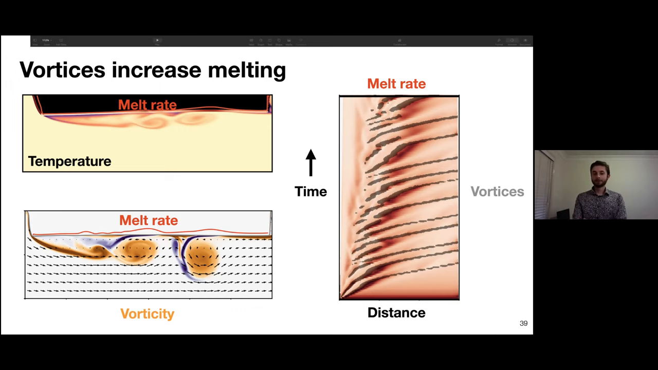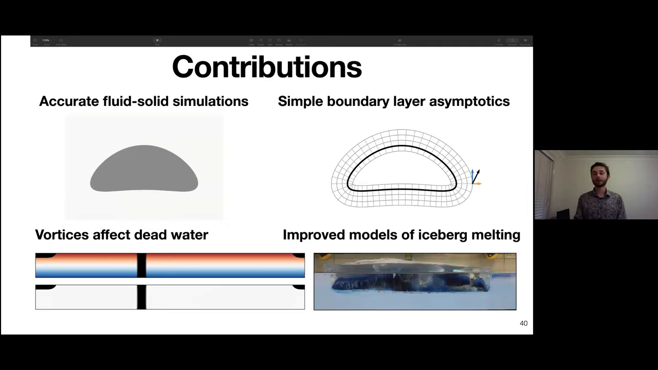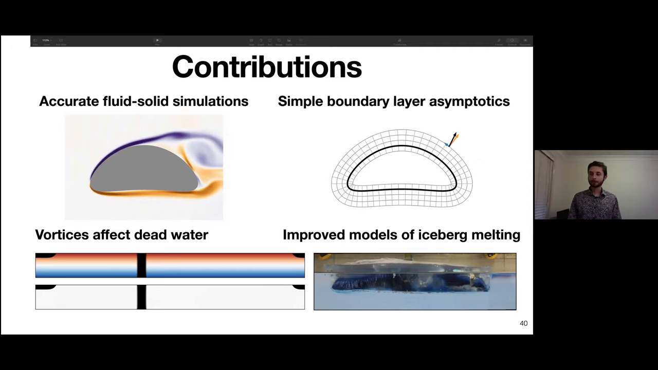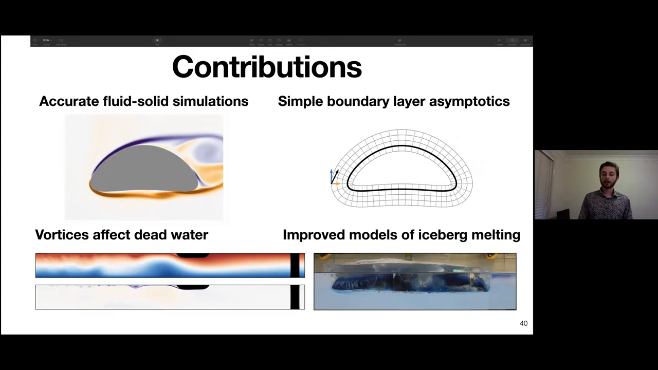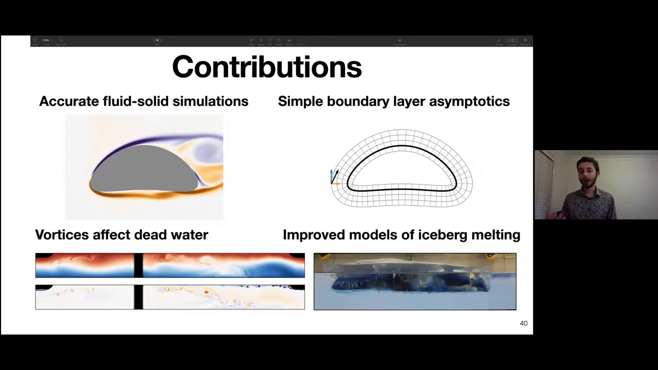That's where I'll stop today. So the takeaways are that we have methods now to accurately and simply simulate fluid-solid interactions. We have the mathematical tools to analyze these systems and improve their convergence and make them more efficient. And using them, we can answer real scientific questions about dead water, showing how important vortices are to the effect, and develop improved models of iceberg melting.